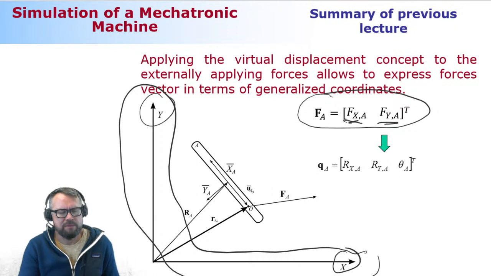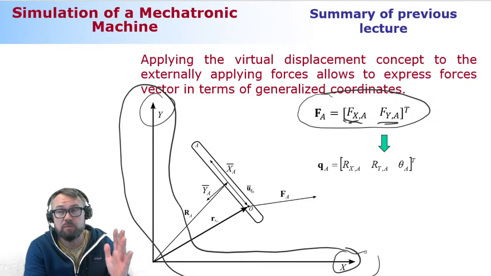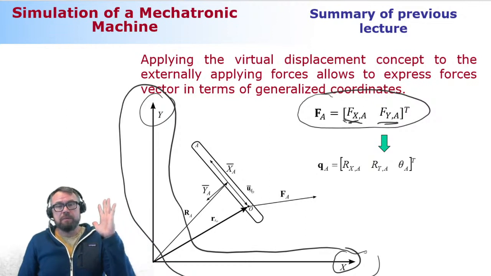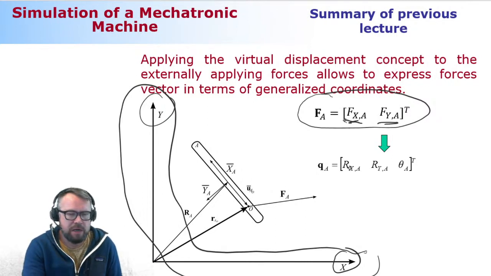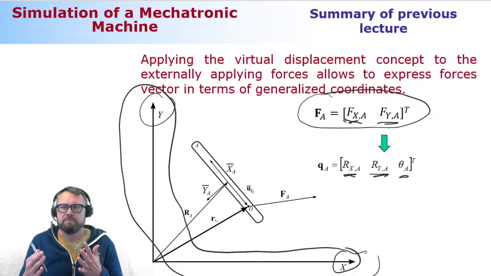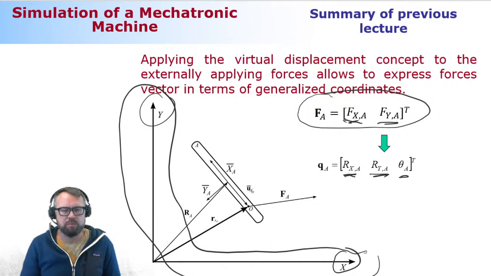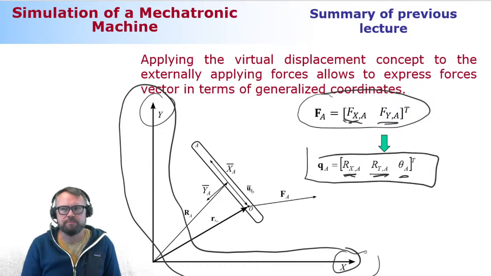So what are these generalized coordinates if I have one beam-like body? Well, actually, it does not depend on the shape of the body. Every body has three generalized coordinates. This is what we learned. These generalized coordinates are the translation of the body reference coordinate system in the global x and y direction, and the orientation of the body reference coordinate system. That's what I would like to solve. It also means that the forces need to be expressed in terms of this set of coordinates.